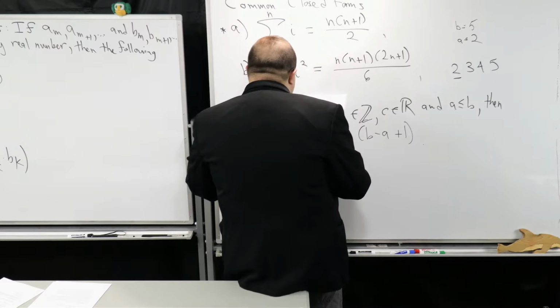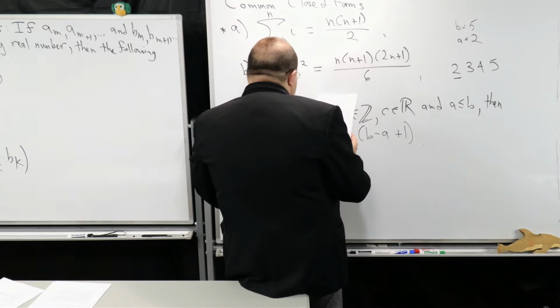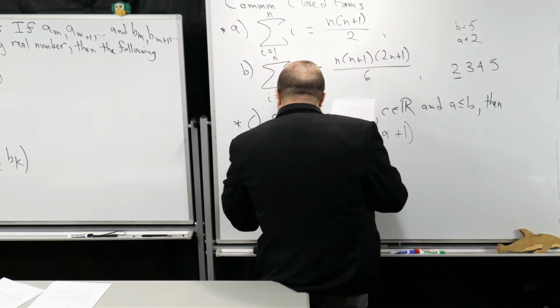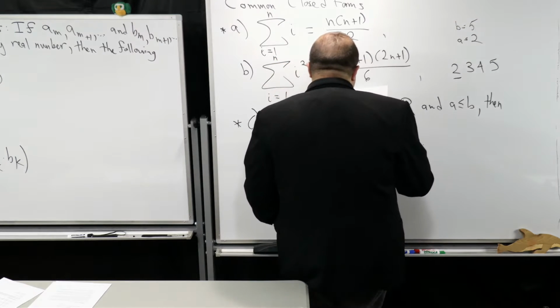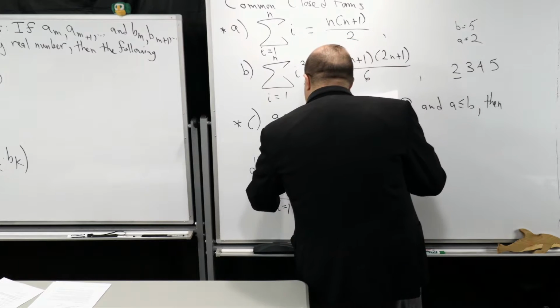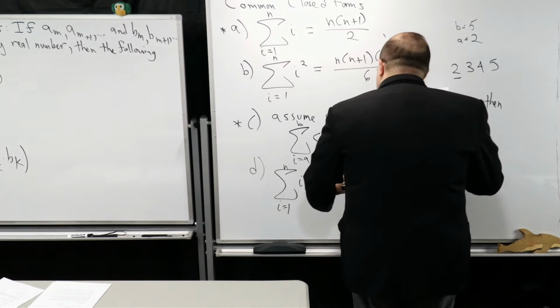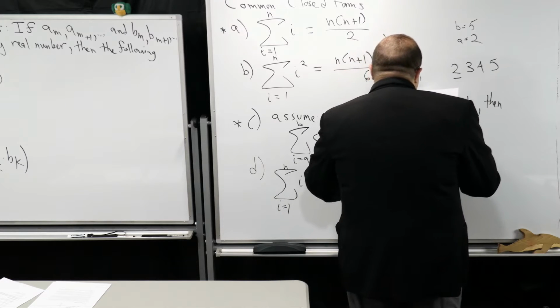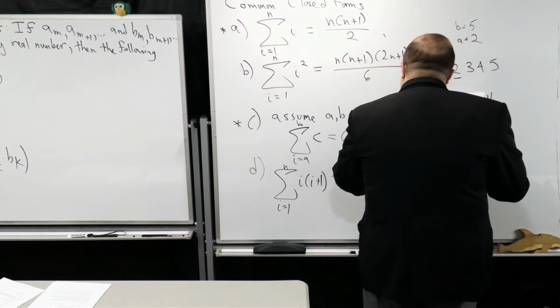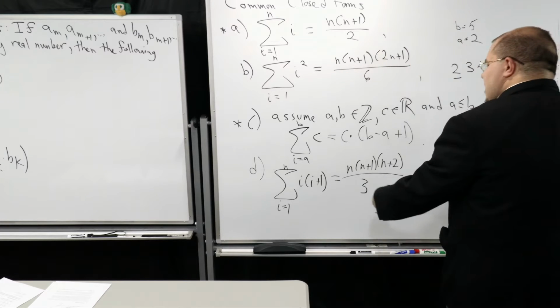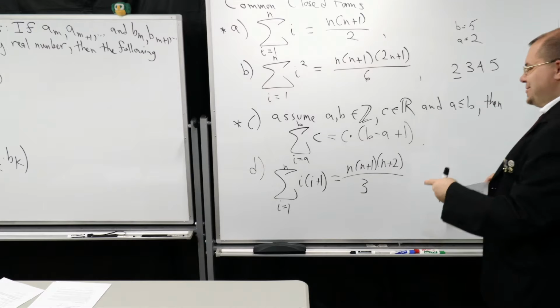Okay, let's go for another one. Property D, here's another one. If I give you a product, so I'm going to have lower limit is 1, upper limit is n. I'm going to have I times I plus 1. This is actually equal to n times n plus 1 times n plus 2 all over 3. I don't have much interesting to say about this one.